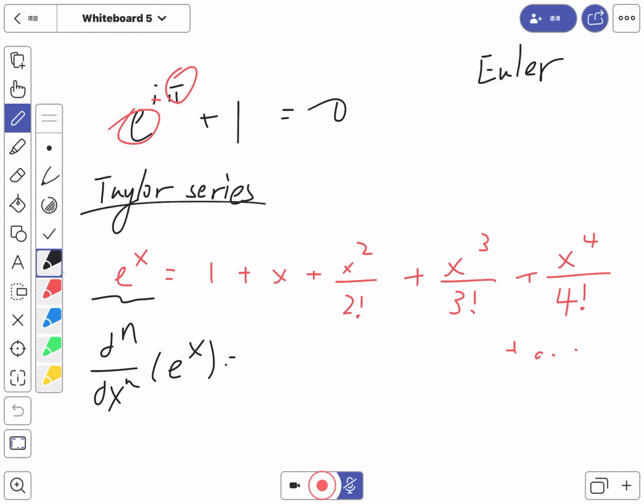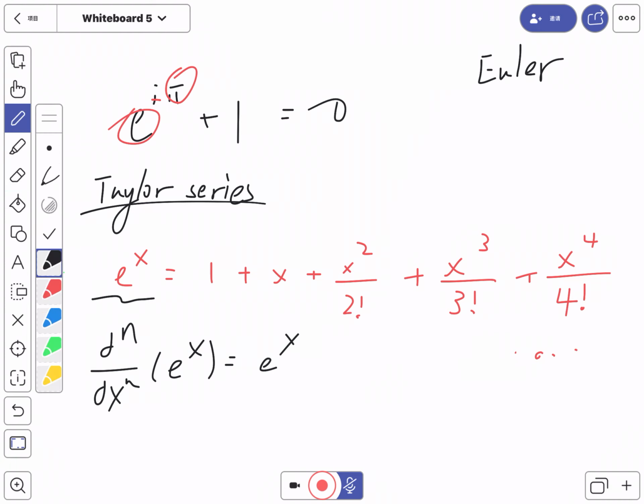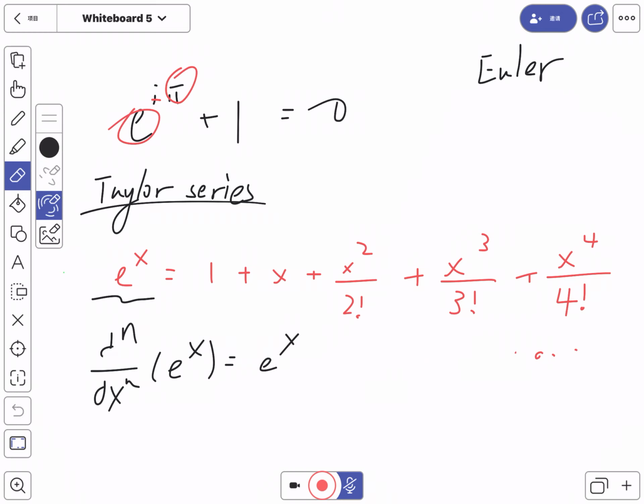Why is that? This we can prove by induction, because we know that the (n minus 1)th derivative of e to the x is e to the x, and the derivative is always e to the x. So this basically states that no matter how many times you take the derivative of e to the x, you always get the same answer, e to the x. This motivates us to generalize a function for e to the x.